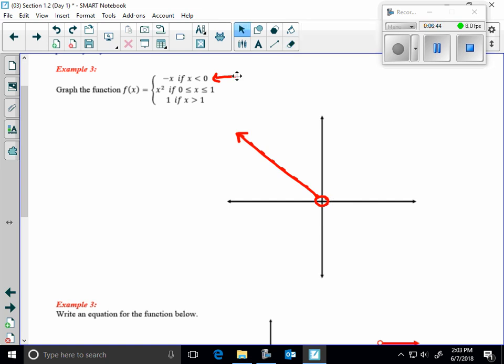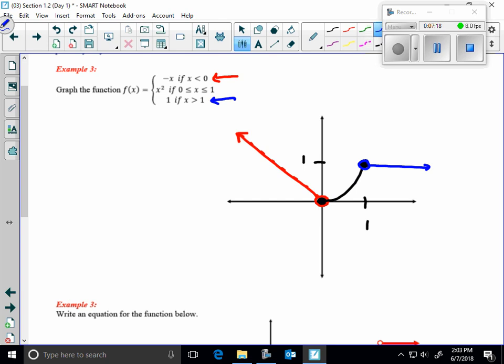Okay. X squared if x is between 0 and 1. Okay, so let me go out here to 1. If I plug a 1 in x squared, I'm going to get a 1 out. All right, so if it's between 0 and 1, including both sides, I kind of get something like that. Okay, and then the function equals 1 if x is greater than 1. So greater than 1 is just going to equal 1.